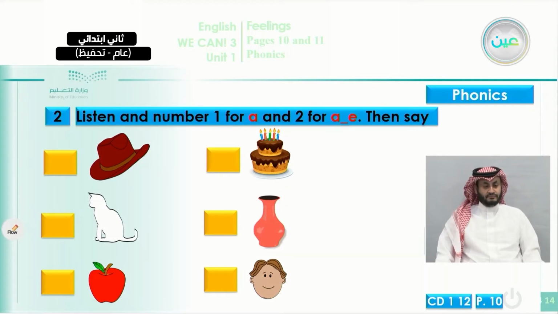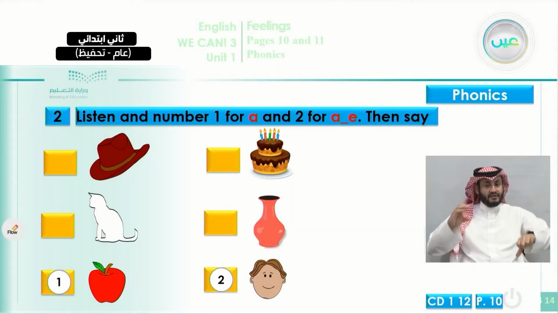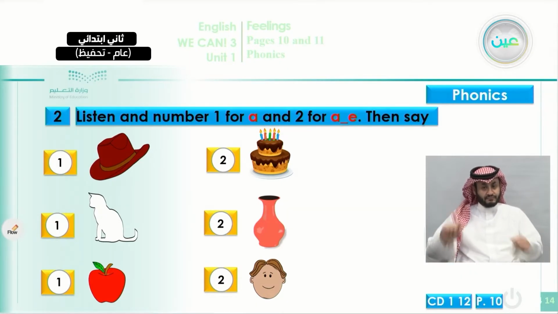Exercise 2. Listen, and number 1 for A, and number 2 for AE. Then say. Are you ready? Apple, apple, face, face. Cat, cat. Cake, cake. Vase, vase. Hat, hat.